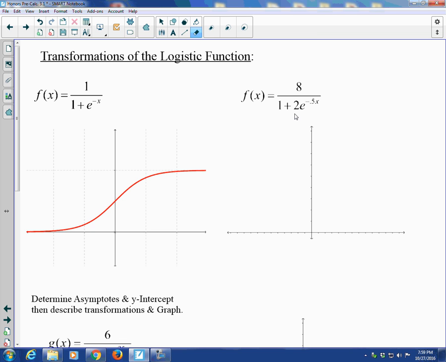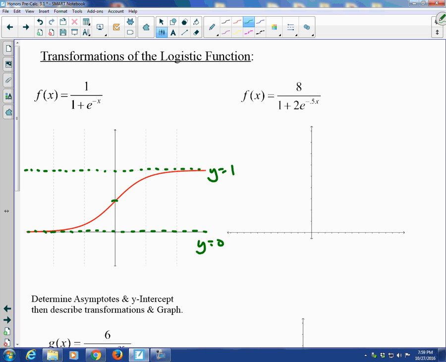So what we'll start by doing is just going through the basic parameters of our regular logistics function, right? So right here with our regular logistics function, we said we had a top horizontal asymptote of y equals 1 and a bottom horizontal asymptote of y equals 0. And we said that with the regular logistics function, we cross the y-axis halfway between these two asymptotes. And in this case, that would be at 0.5, right?